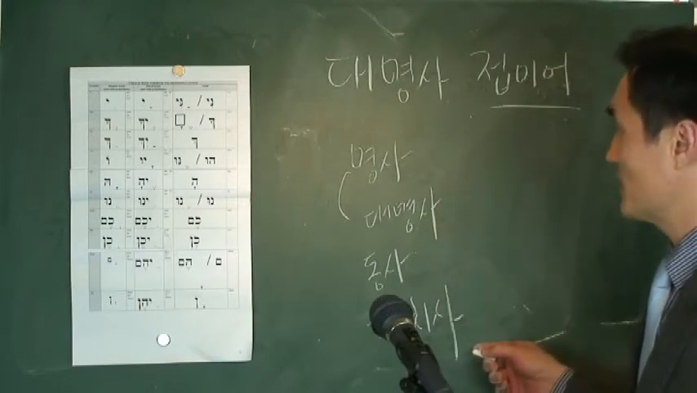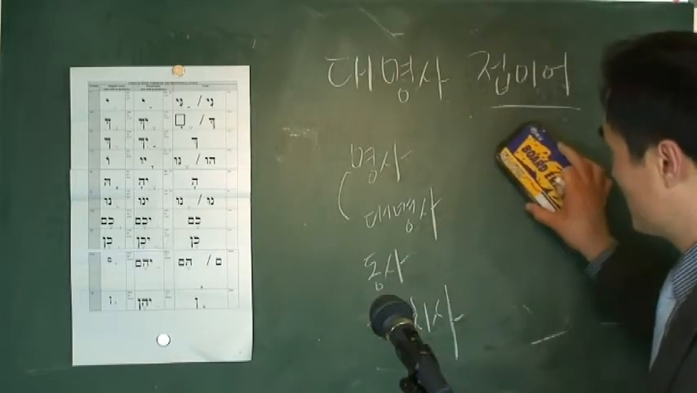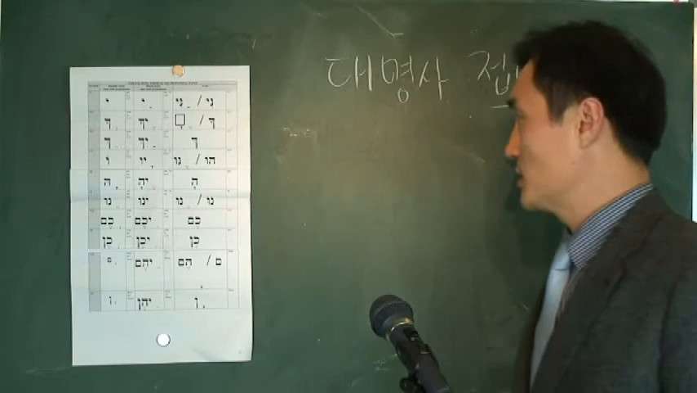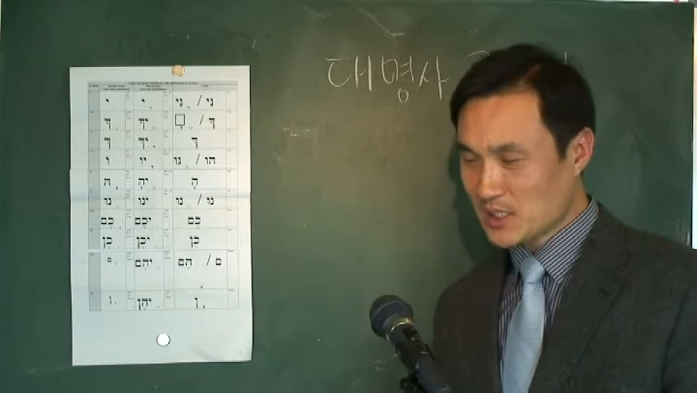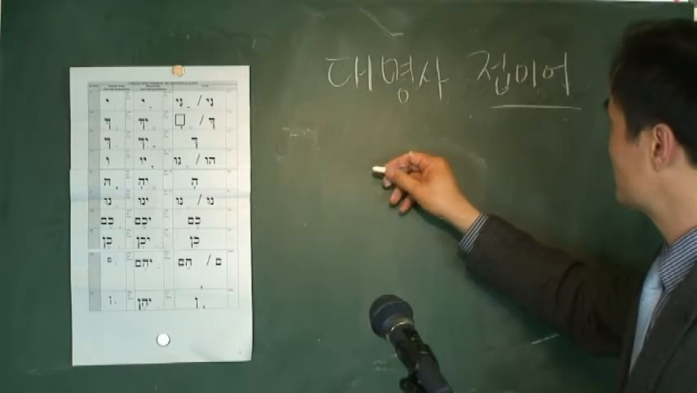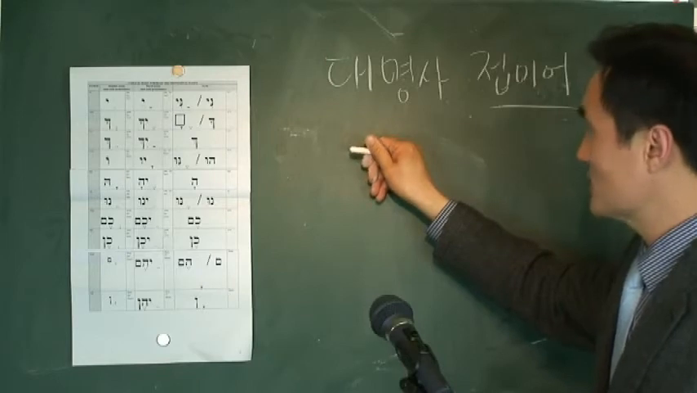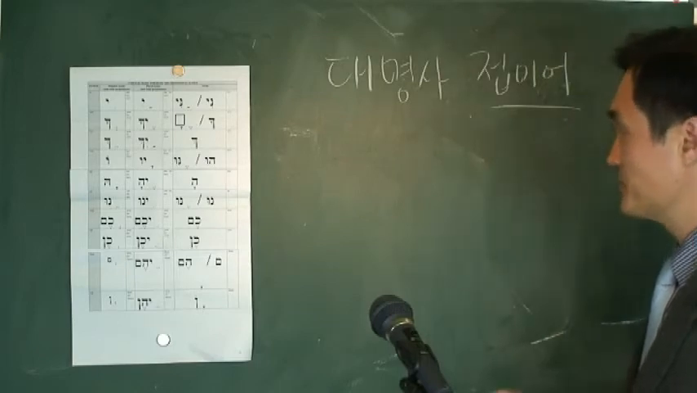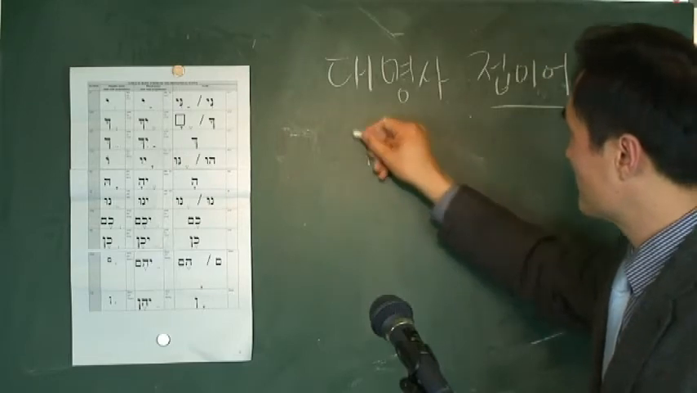First, let's look at suffixes that are added to nouns. Suffixes added to nouns express the possessive relationship of nouns. These suffixes change depending on the person, gender, and number.